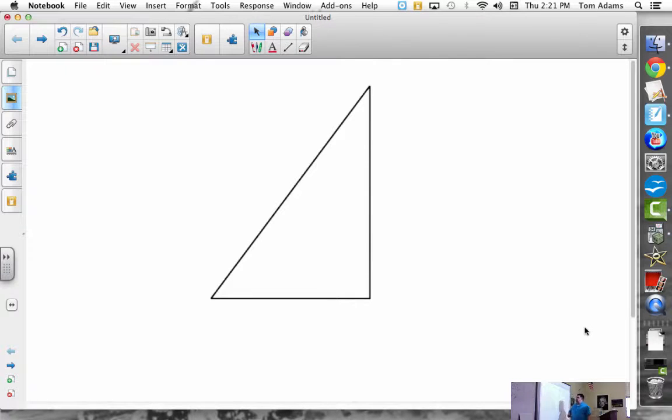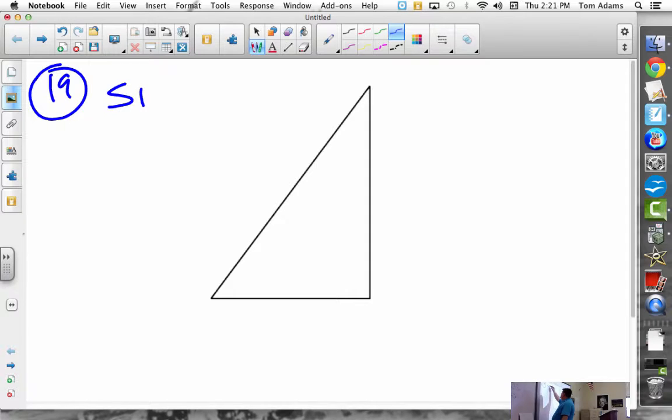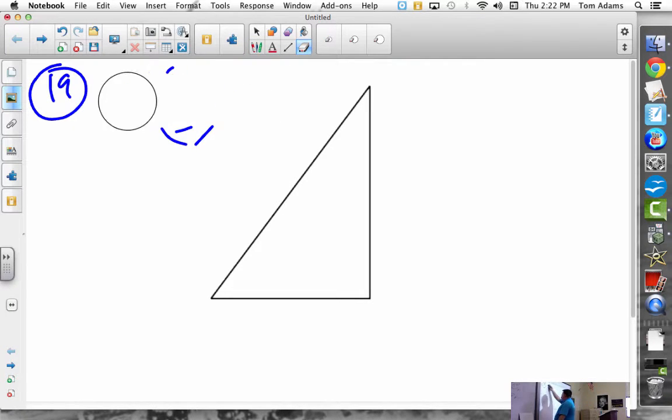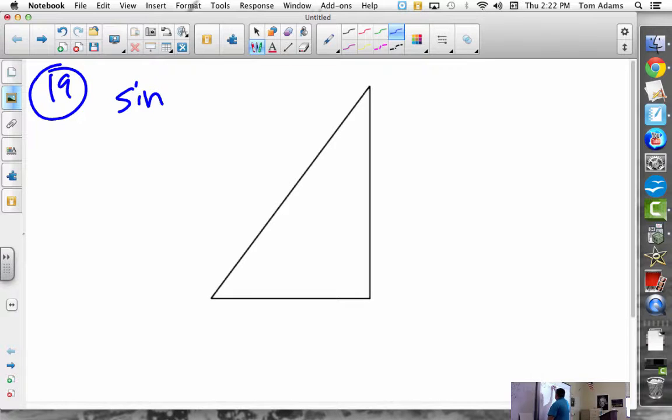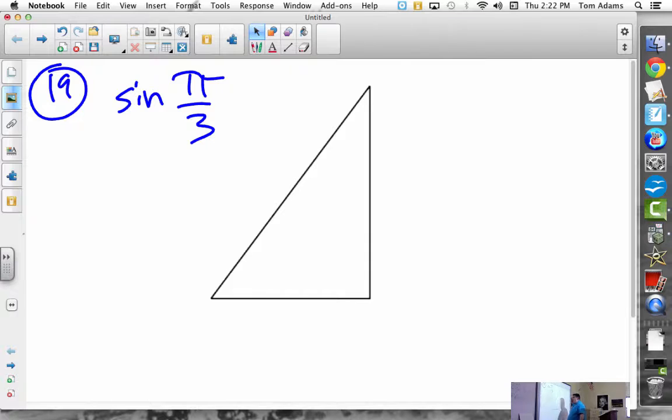So for problem number 19, what did they want us to find? Sine of what? Was it sine of pi over 3? Yeah. Sine of pi over 3, right? Without using a calculator. We'll double check it on the calculator in a second. But sine of pi over 3 without using a calculator, we got to think about what is pi over 3 with regards to degrees.